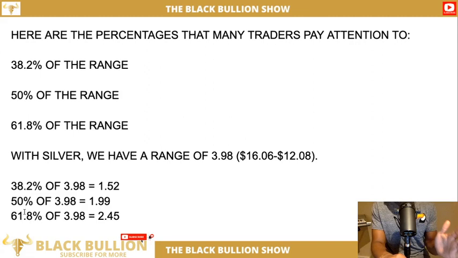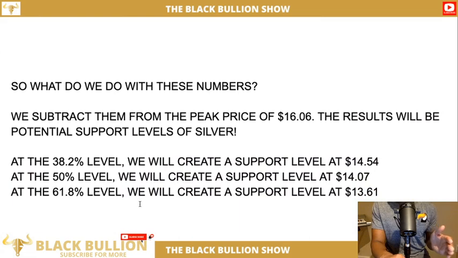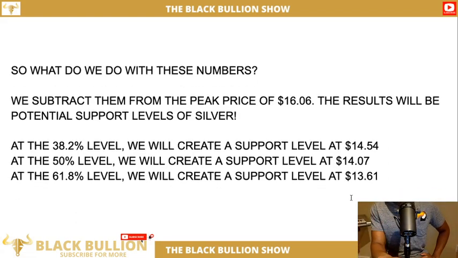Now, again, I'm not going to go into why these numbers are chosen specifically, but it has to do with Fibonacci. Check out those articles that I'll link in the description. So what do we do with these numbers? We subtract them from the peak price of $16.06. The results will be potential support levels for silver. At the 38.2% level, we will create a support level at $14.54. Now, if you guys remember, we didn't really go below that at all. That's going to be important, and I'll tell you why. At the 50% level, we will create a support level at $14.07. At the 61.8% level, we will create a support level at $13.61.